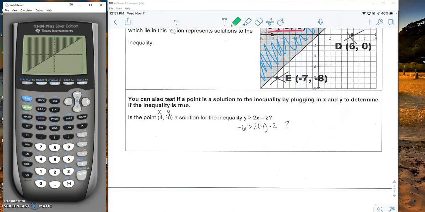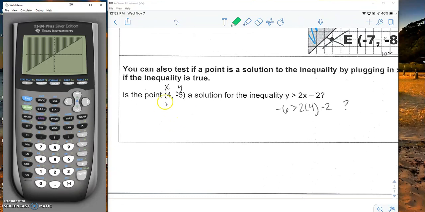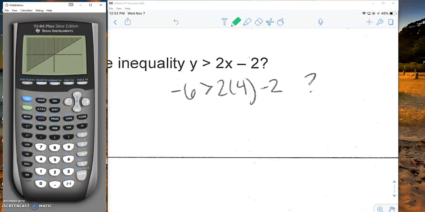Now, if you don't have a graph to graph this on, you can use point testing. So you can also test if a point is a solution by plugging in x and y to determine if the inequality is true. So we are asked, is the point 4, -6 a solution for this inequality? And they have plugged in -6 for y and 4 for x, and we need to determine if this is true. So what I'm going to do is simplify this. On the left side, there's nothing to simplify. On the right side, we have 2 times 4 minus 2. So I'm just going to plug that into my calculator like normal to get that I have 6.